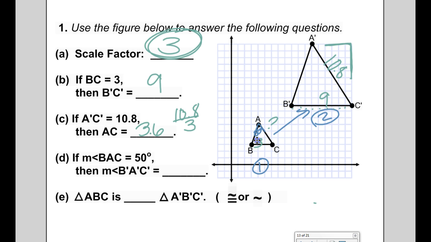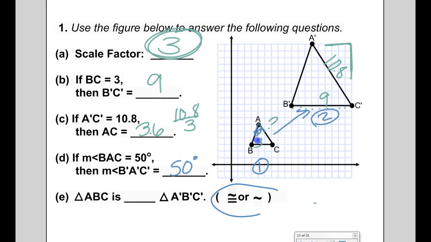So what is the measure of angle B prime, A prime, C prime? Nothing happens to the angles. So write that somewhere in your notes. Angles never change. Write never in all caps. You can make that shape as big as you want, but if it's similar to the original, the angle will remain the exact same. Okay, triangle ABC is blank to triangle A prime, B prime, C prime.